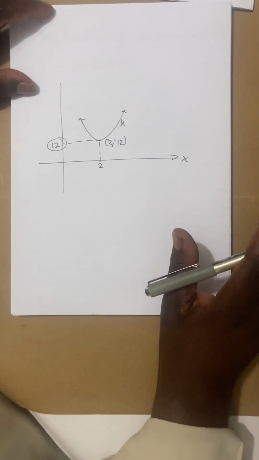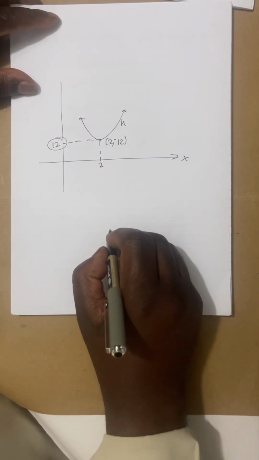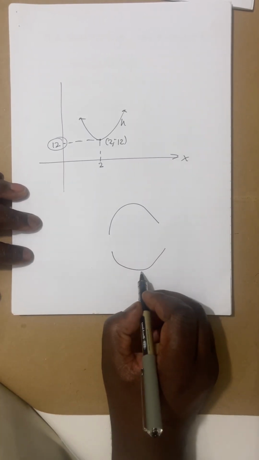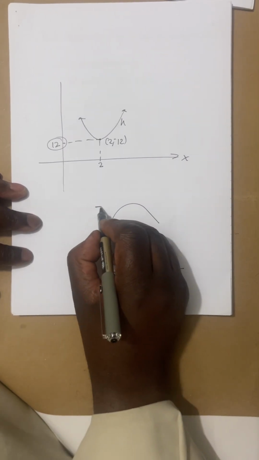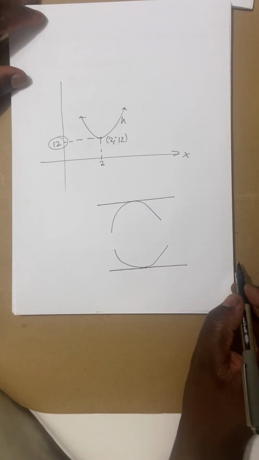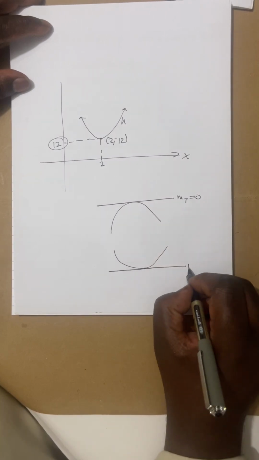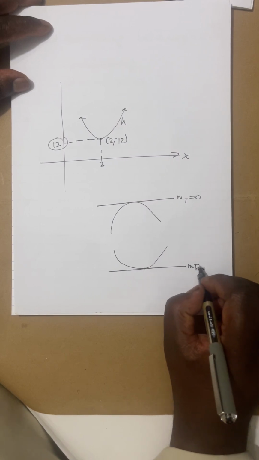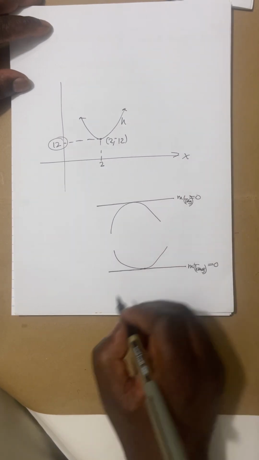And the other thing I want you to notice is that at a minimum or maximum, maximum would be something like this, minimum would be something like this. At the minimum, a tangent there is a horizontal line, and you know from your knowledge of analytical geometry that the gradient of a horizontal line is actually 0. So m tangent is 0. Here also m tangent equals 0. So m tangent equals 0 at the minimum.